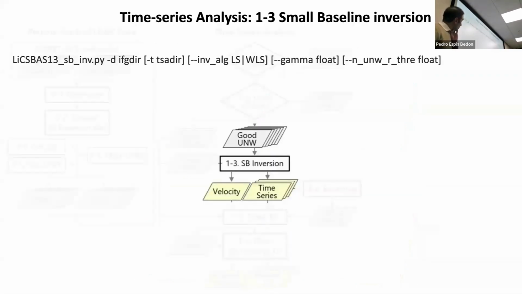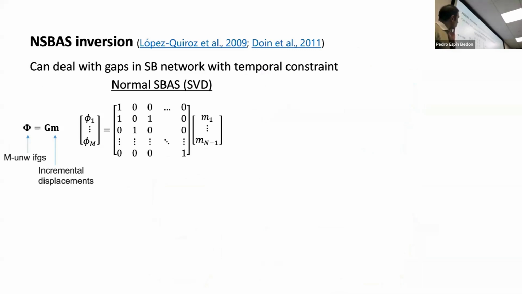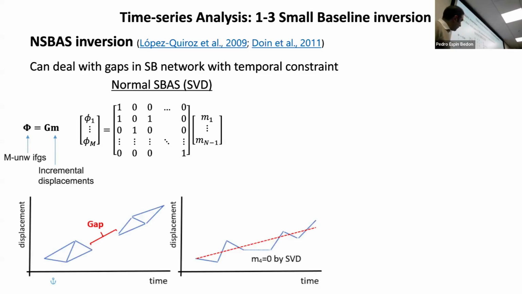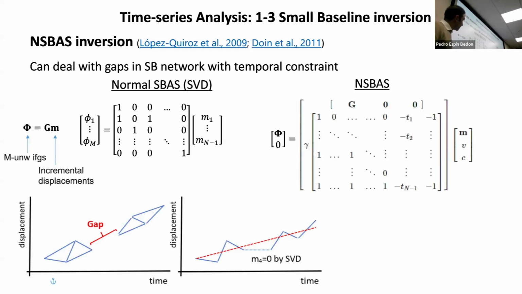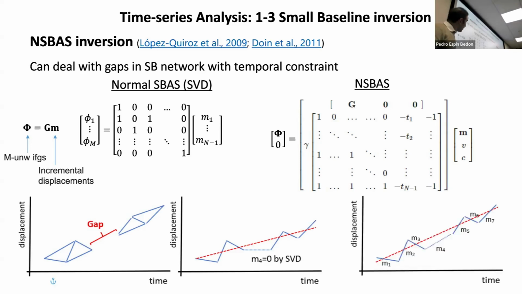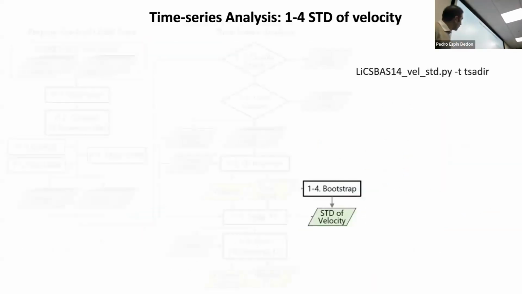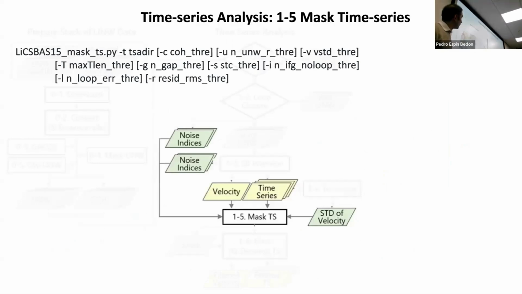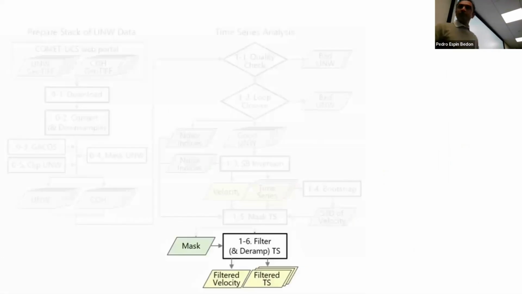And then we have the inversion. I mentioned the difference between the traditional SBAS inversion, which would be problematic if we have gaps in the time series, even using the SVD approach, and I mentioned that LiCSBAS employs an NSBAS inversion, which includes some constraints in the system of equations, which makes the estimation possible. And finally it was the masking and the filtering of the time series.